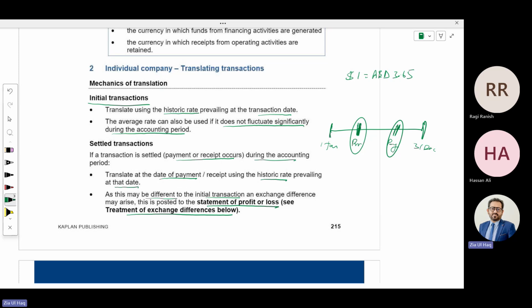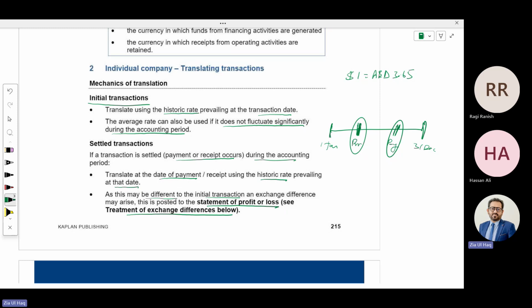If at the time of making payment the rate is 3.60, then there will be a gain because we are paying less now. So that will also be recorded in the profit and loss account.